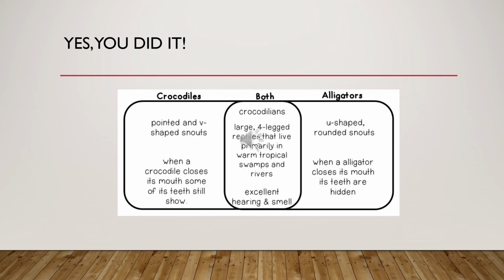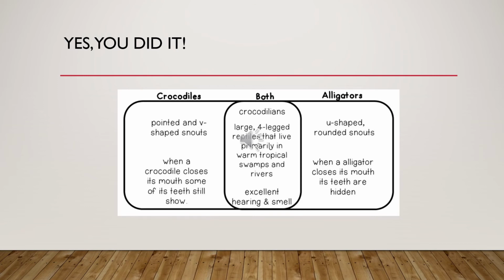You did it! When diagramming the information, we can see that crocodiles have pointed, V-shaped snouts. When a crocodile closes its mouth, some of its teeth will show. Alligators have a U-shaped mouth or snout. When an alligator closes its mouth, its teeth are hidden.